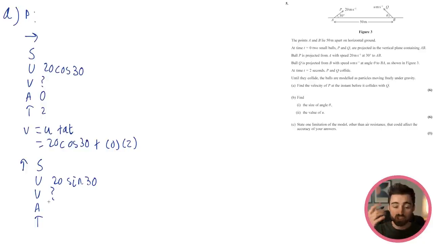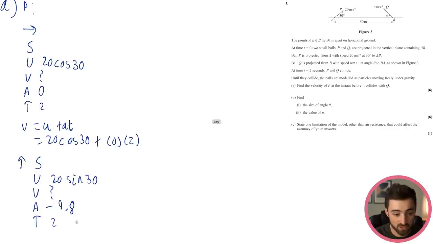Because gravity is trying to pull it down, even though my particle is traveling upwards at the moment, its acceleration is downwards. So that means that the acceleration is going to have to be negative here. The amount of people I see that just do positive g or positive 9.8, it's a mistake, right? So A is going to be minus 9.8. And again, T is 2.